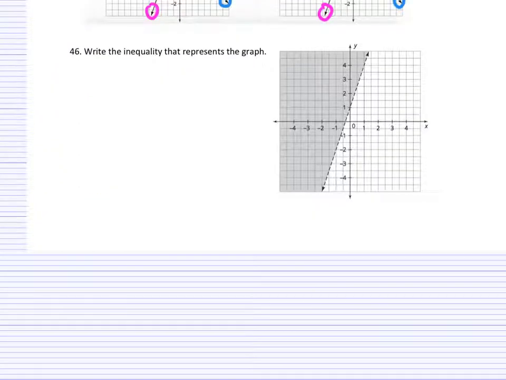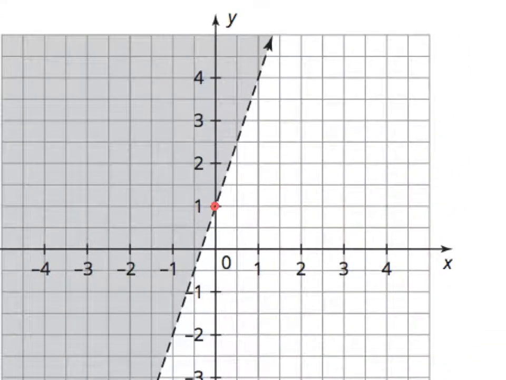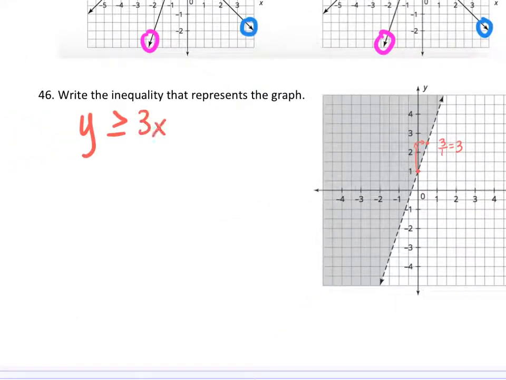Number 46, write the inequality that represents the graph. Well, it is shaded above, and it's a dotted line, so y is greater than or equal to. I need to find the slope, so I'm going to zoom in and try to find 2 points where it crosses perfectly on the graph. Well, I see right here the y-intercept, and if I keep going, it looks like it crosses perfectly right there, which would be up 3, so positive 3, and to the right 1, which means my slope reduces down to 3. So my slope is 3.